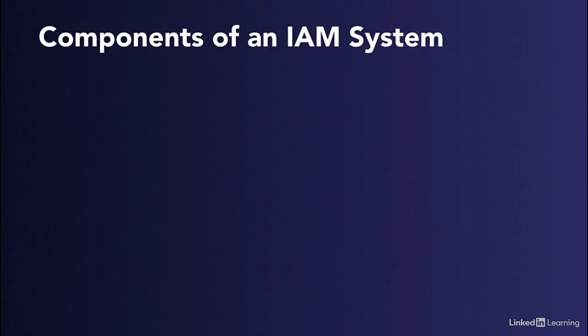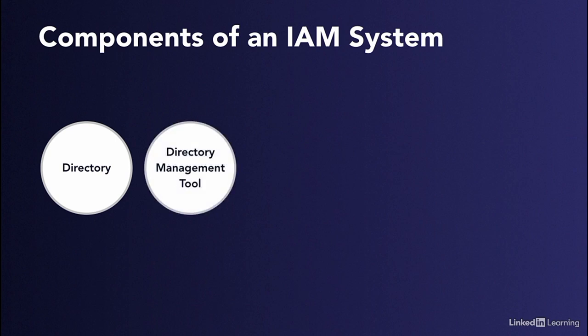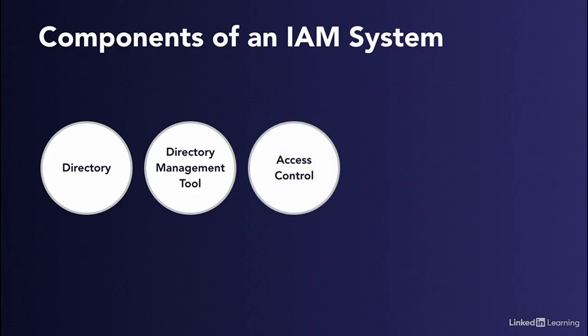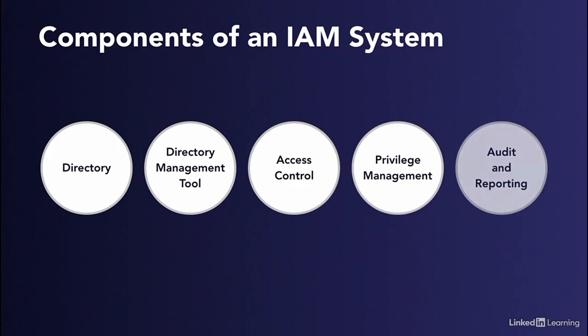There are 5 basic components in an identity and access management system. These are a directory, which holds the details associated with the organization and its individual entities. This is the core of the IAM system. A management tool for adding, modifying and deleting directory information. A mechanism to regulate and enforce user access. And a mechanism to regulate and manage privileges. And an auditing and reporting system.